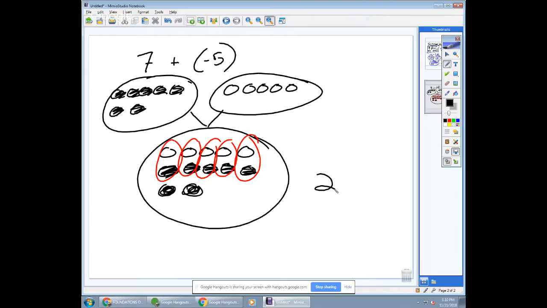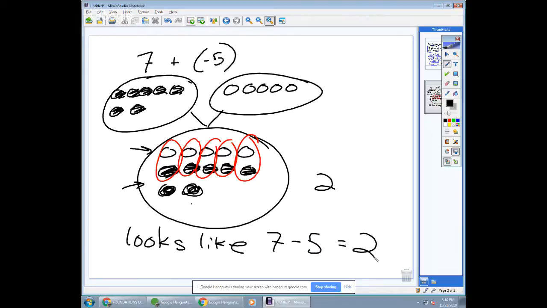Does this look like another problem we've done before? Maybe not the model, but the different problem with an answer. What can I say this is similar to? Comparison model for subtraction? Isn't it like I compared 7 and 5 and I found they're 2 apart? Here's my 5 there compared to a set of 7. Here's where they match up. Here's where they're different. So this looks a lot like 7 minus 5 is 2. Okay? Just a note. That's what the comparison model for 7 minus 5 would be like.